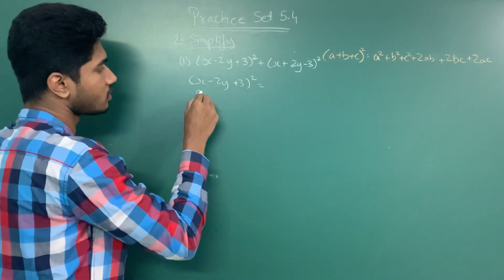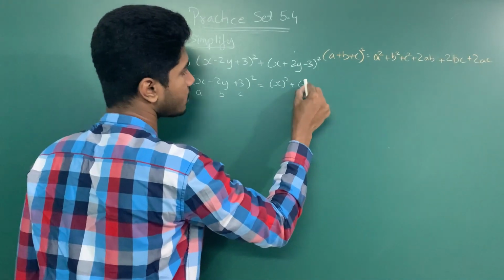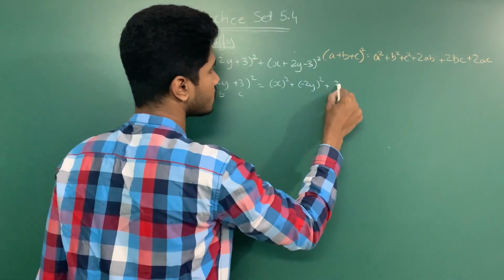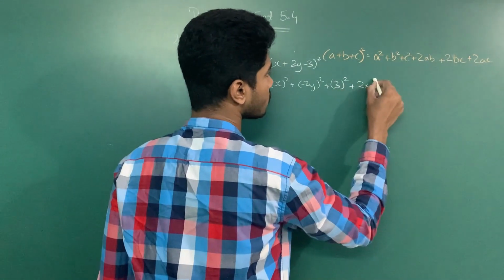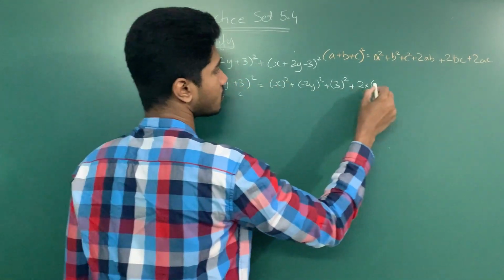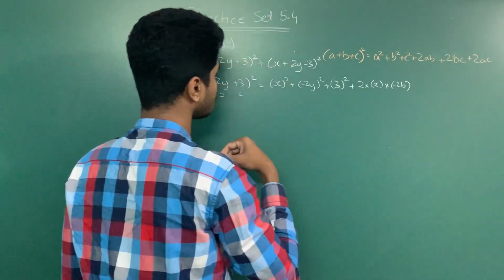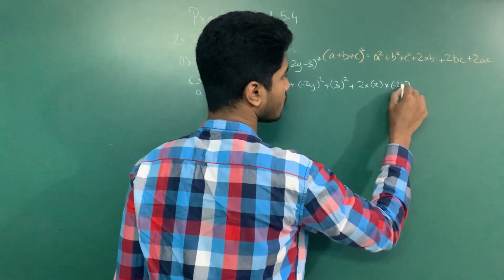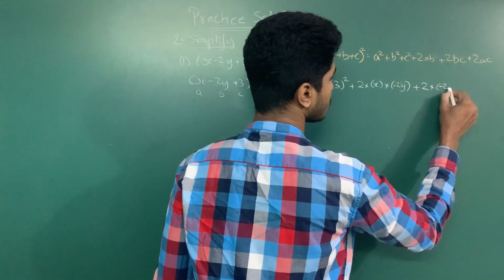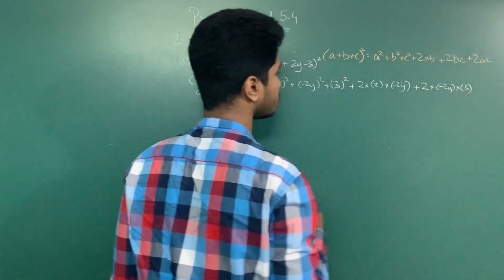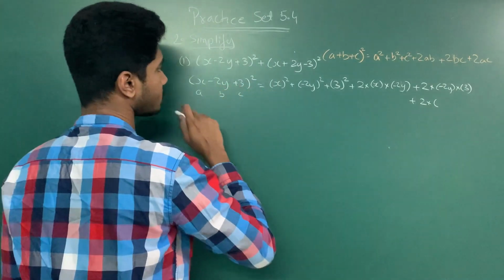So when you apply this, this will be a, b and c. x the whole square plus minus 2y the whole square plus 3 the whole square plus 2 into a into b, that is x into minus 2y, sorry it's 2y, plus 2 into minus 2y into 3, and plus 2 into x into 3.